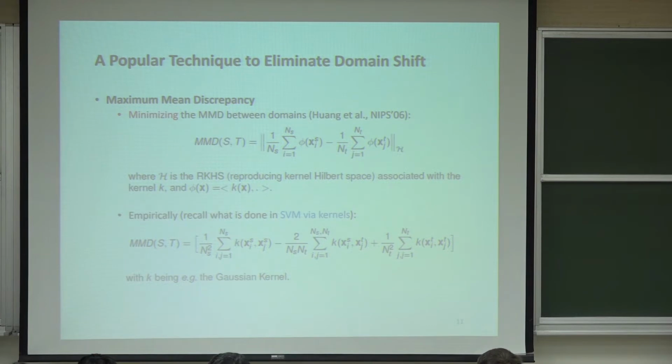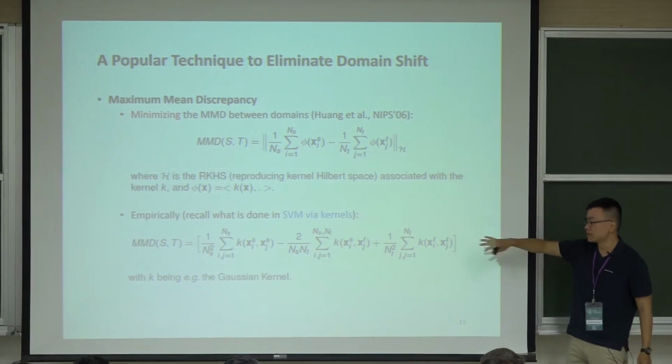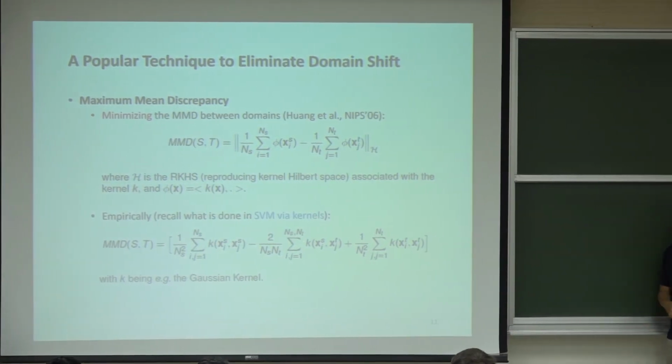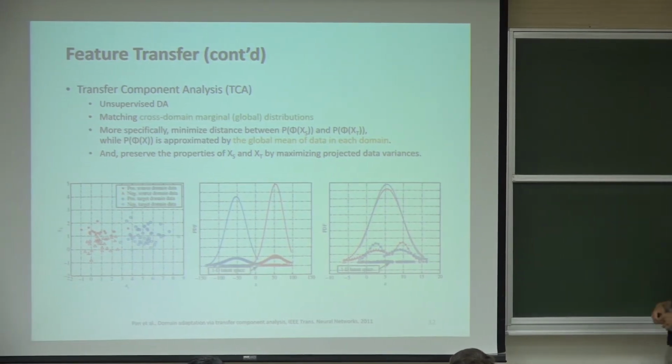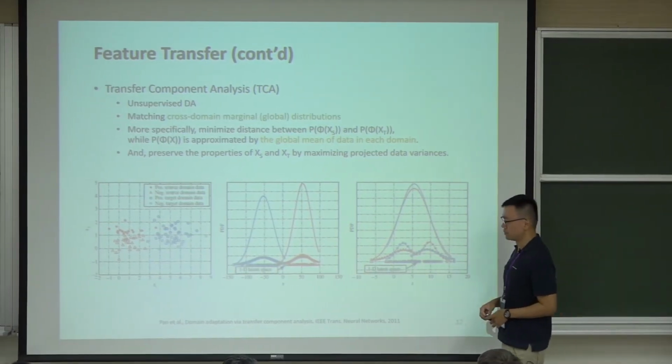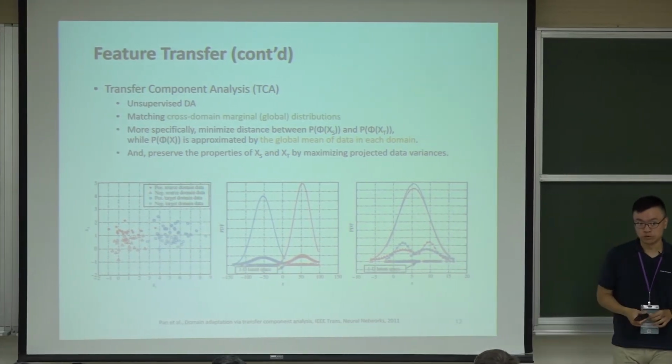OK. So the second equation, we also mentioned this earlier. We not only do this in the original linear space, we can also do this in the nonlinear space using kernels. So basically, this is the visualization of what happens if you do the global mean distribution match.